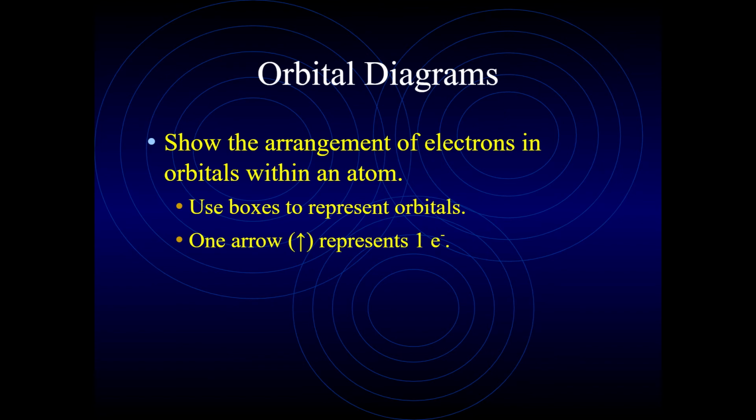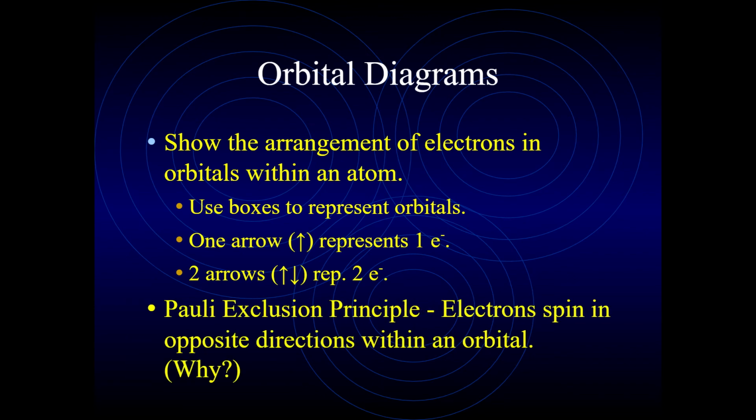Okay, so with these boxes, an up arrow represents 1 electron, an up arrow and a down arrow in the same box means that box has 2 electrons in it. And just to toss out yet another name, another scientist, his last name was Pauli, he came up with the Pauli exclusion principle. And I'm not going to address why right now. Let's skip it.